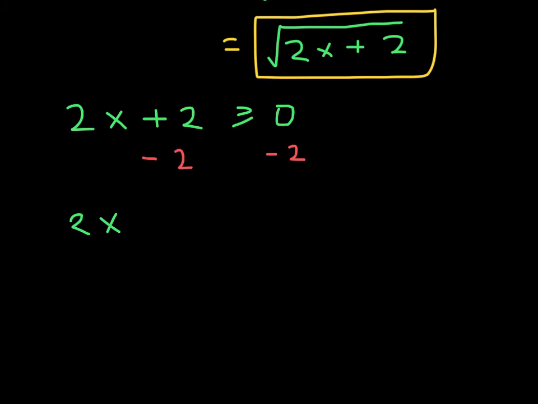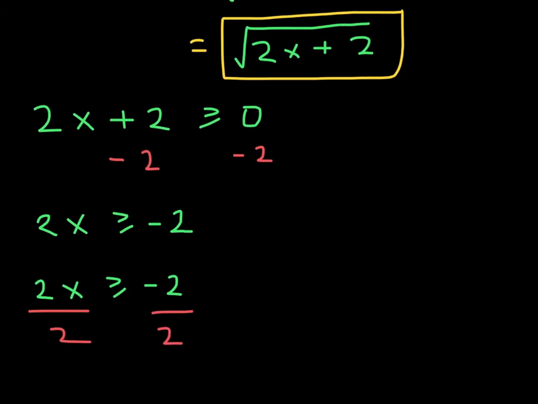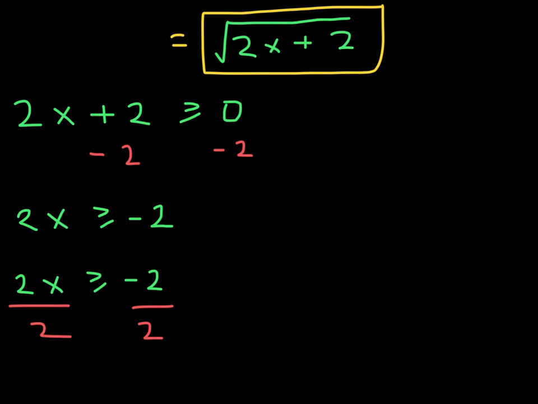And the domain, by definition, is a set of your x values. So when I subtract 2 from both sides, I get 2x is greater than or equal to negative 2. What I want to do next is divide both sides by 2, like this. And what I get as a result is x is greater than or equal to negative 1. All right, very good. So then this is your domain.